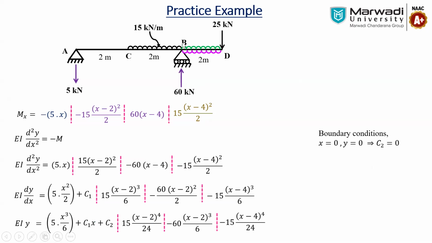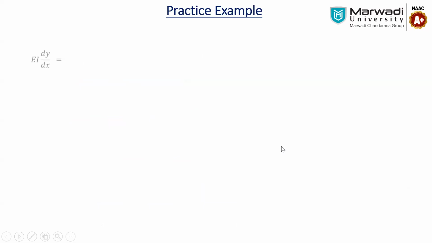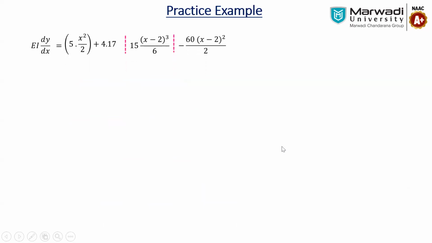Similarly, there is another support. At this support also the deflection will be 0 because the beam is supported on this support. So at x equal to 4, y equal to 0. If you put x equal to 4 in the entire equation, at the end you will get C1 equal to 4.17. So if you find the generalized equation, it is something like this. Only in the equation of the slope, we are putting C1 equal to 4.17. And the remaining is the same.